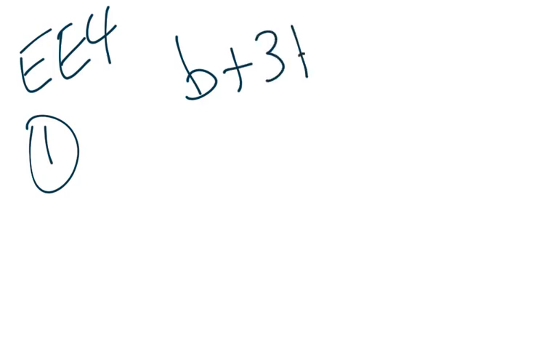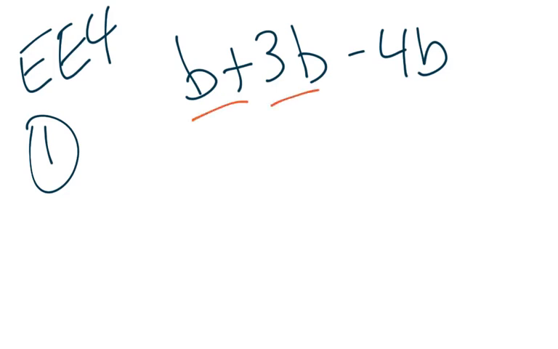Okay, here we go. EE4 number 1. You're close. Okay, so I'm going to do this example. I'm going to go with B plus 3B minus 4B. Okay, so the first thing I'm going to do here is combine B and 3B.